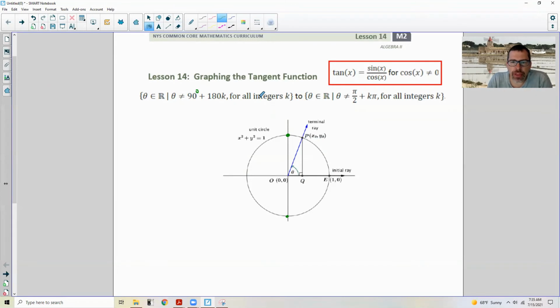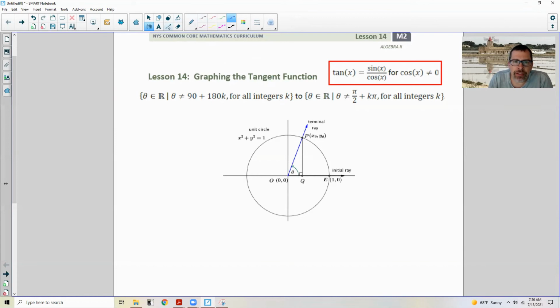So we're switching from that to the set of all theta in the set of reals such that theta does not equal pi over 2 plus k times pi for all integers k. Well, pi over 2 is right here. Add a pi, we're going halfway around the circle, we're there. 3 pi over 2, 5 pi over 2, 7 pi over 2, 9 pi over 2, and so on, and so on, and so on. So we are just changing the parameters from degrees to radians, okay? And cosine cannot be 0.